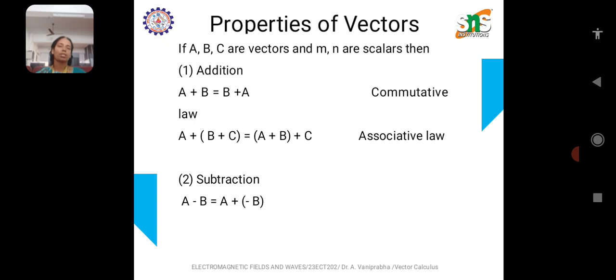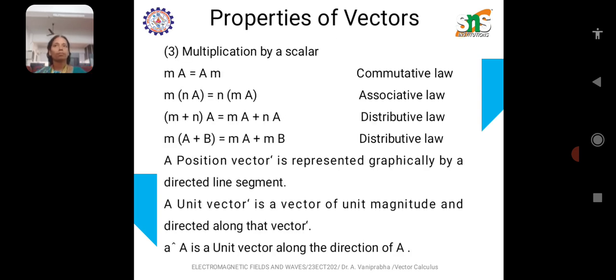Next property is subtraction. Subtraction means A minus B, which is equal to A plus of minus B. This clearly says that the subtraction of the vectors is easily obtained through the addition principle. The third property is multiplication by a scalar. As mentioned now, m and n are the scalar quantities. So m into A is equal to A into m. Again, commutative law has been satisfied.